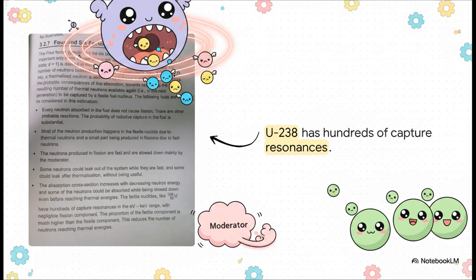You see, as our fast neutrons are slowed down by the moderator, their absorption cross-section increases. And uranium-238 has literally hundreds of these capture resonances in the eV to keV range. Think of them like specific energy traps that just eat up our slowing neutrons, with absolutely zero chance of causing a fission. And since the proportion of this fertile U-238 is way higher than the actual fissile fuel, it heavily reduces the number of neutrons that successfully reach thermal energies.